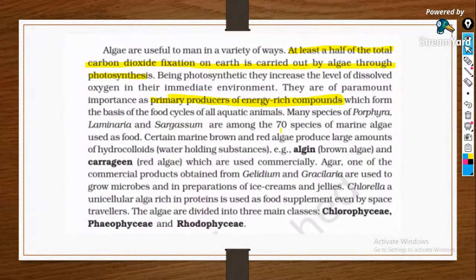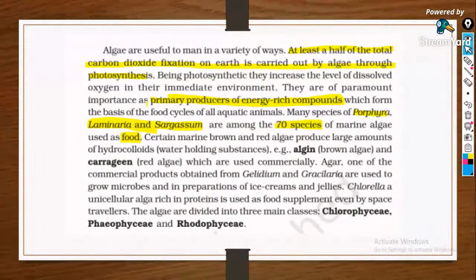Many species of Porphyra, Laminaria, and Sargassum are among the 70 species of marine algae used as food. Algal food includes different species of Porphyra, Laminaria, and Sargassum.